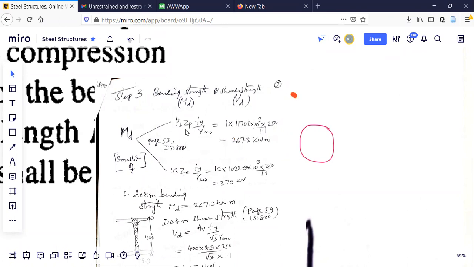So here, beta b Zp fy by gamma m0. Very simple formula it is. Beta b, since it is a plastic section, is 1. Zp is already noted in the geometrical properties of step 1. Zp is there in the steel tables or in the appendix of IS 800. Then 250 divided by 1.1, that gives 267. Again use this formula. This is the plastic theory, this is the elastic theory, but 1.2 is taken here. So this is 1 Zp, this is 1.2 Ze. Rest all is the same.